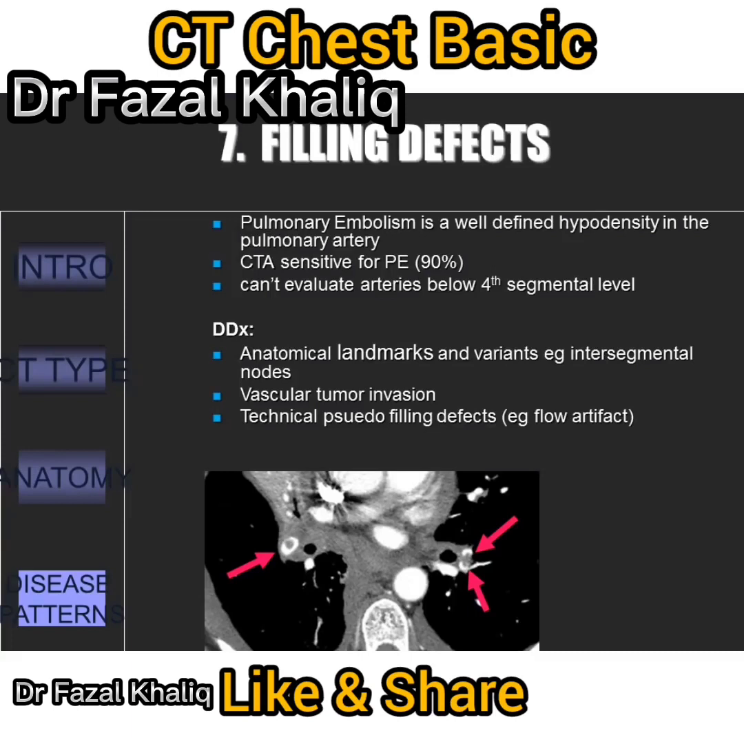CT angiography is highly sensitive for pulmonary embolism and can spot endoluminal thrombi in central as well as second to fourth division pulmonary arteries. Pulmonary thromboemboli appear as a well-defined hypodensity in the pulmonary artery. CT can also lend itself to additional findings. For instance, you can find a pulmonary infarct, which is a well-defined wedge-shaped density with the apex pointing to the pulmonary artery and the base along the pleural surface.